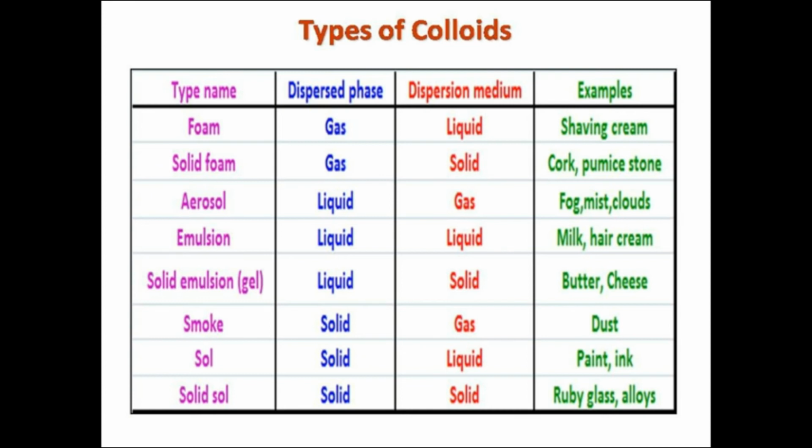Then solid emulsion, liquid in solid. Example, butter and cheese. Smoke, solid in gas, example, dust. Then sol, dispersed phase is solid, dispersing medium is liquid. Example, paint and inks. Then solid sol, both are solid. Example, ruby, glass and alloys.